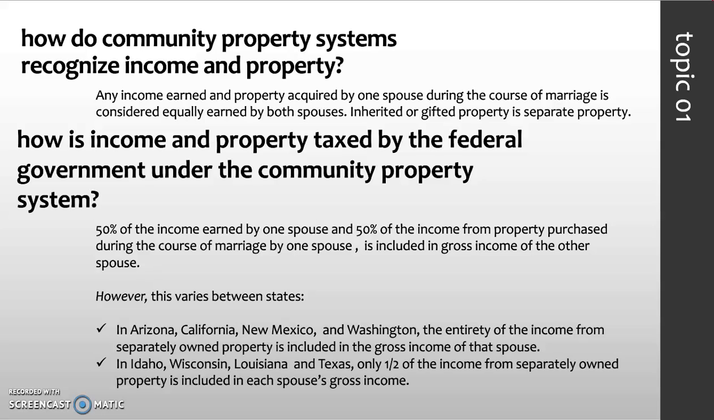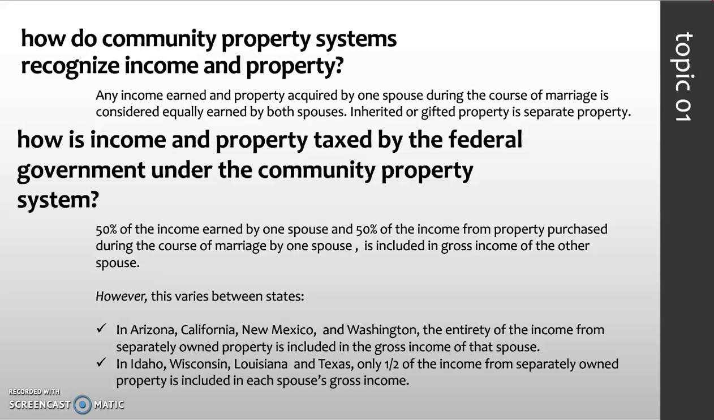So how do community property systems recognize income and property? Any income earned and property acquired by one spouse during the course of marriage is considered equally earned by both spouses, but inherited or gifted property is separate property.